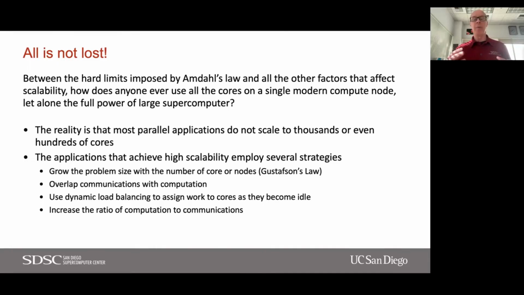We grow the problem size with the number of cores or nodes that we're using. We overlap the communication with the computation. We use dynamic load balancing to assign work to cores that become idle, or we increase the ratio of the computation and the communications. Again, this is all going to be done by the software developer. So within chemistry and molecular dynamics and fluid dynamics codes, the developers will have thought of these things so that they could get better performance.